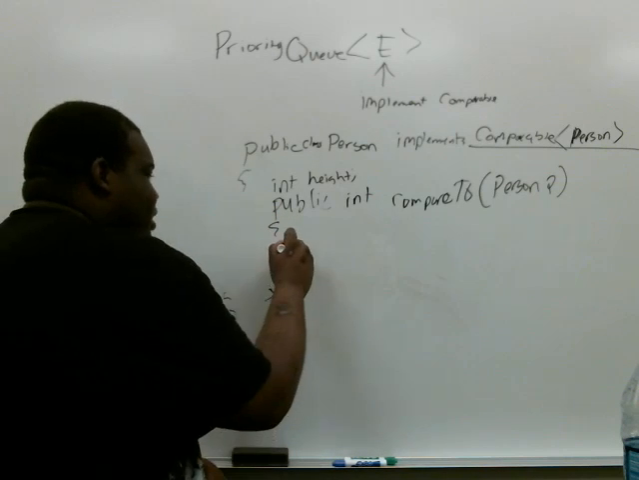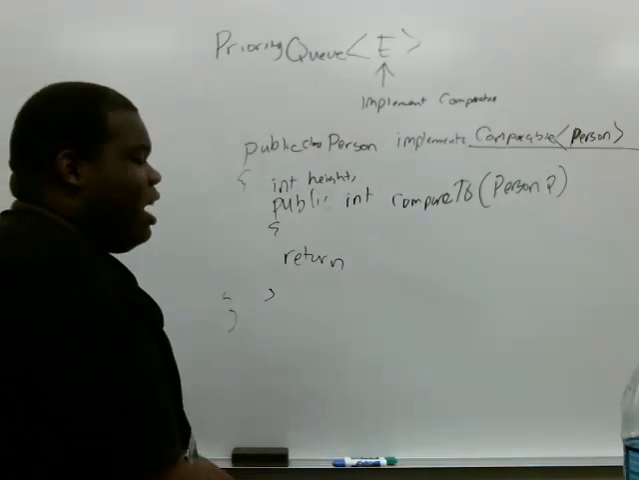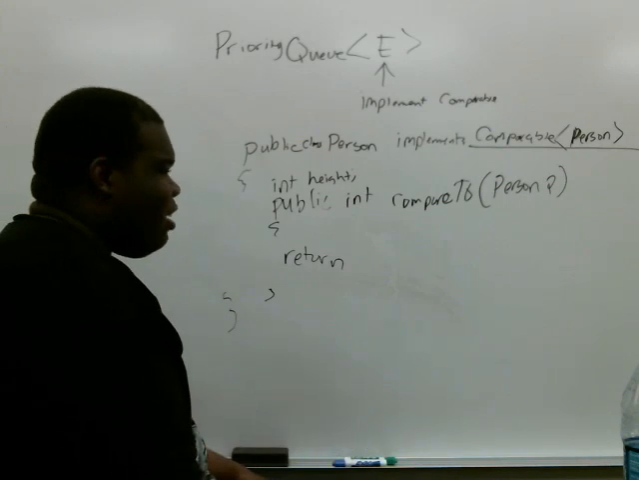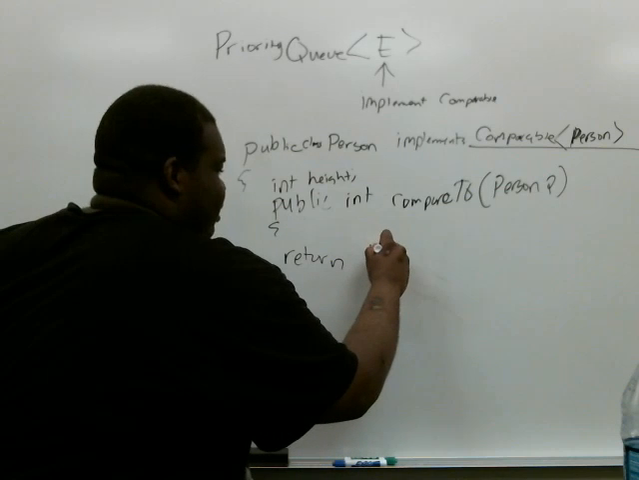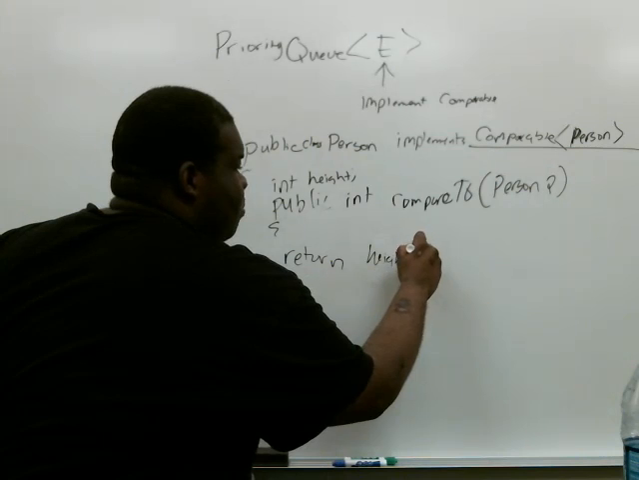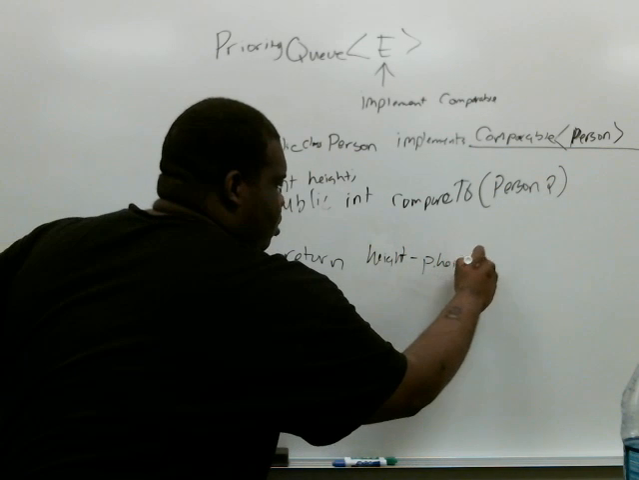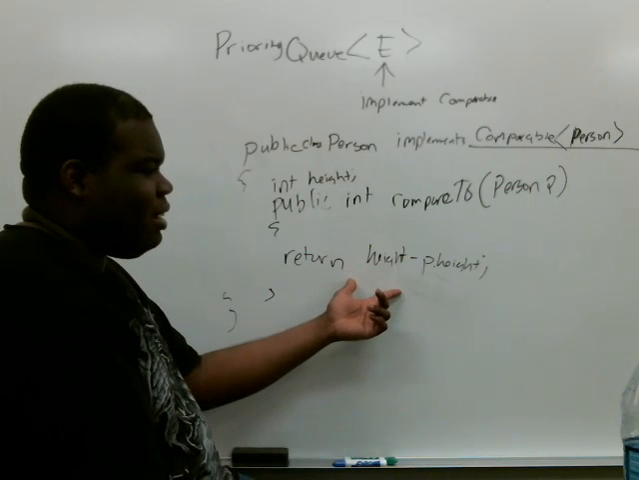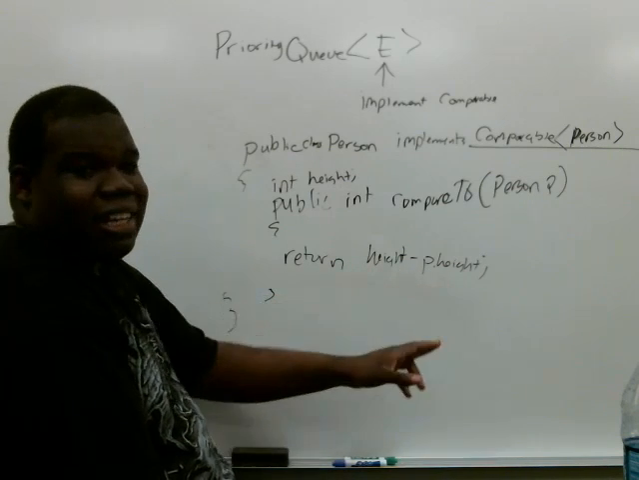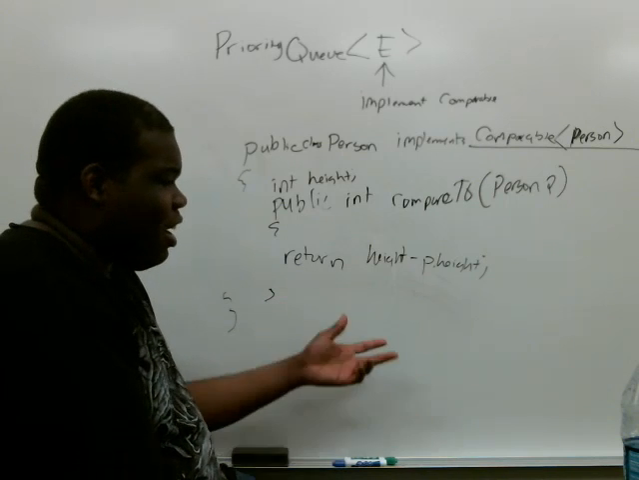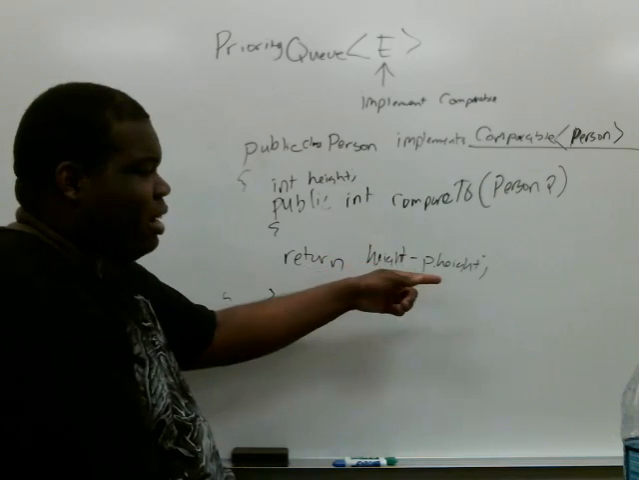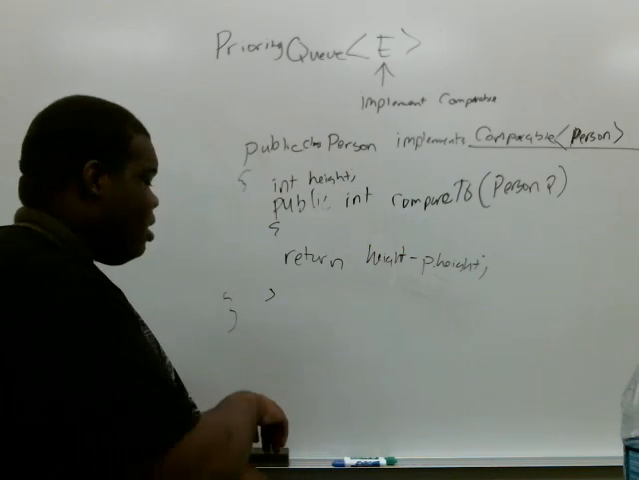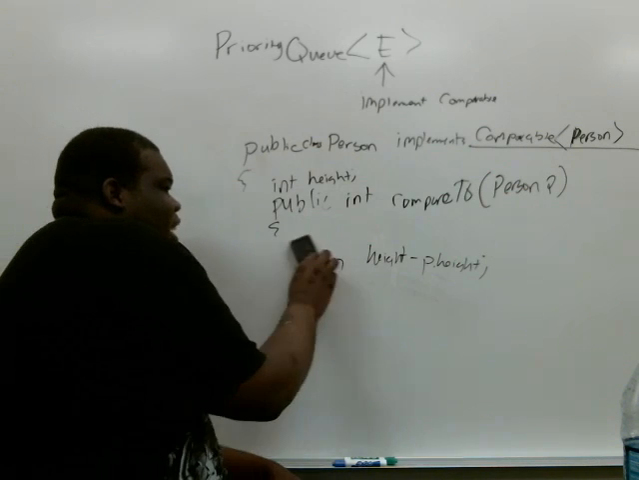So how are we going to implement this? We just say return, and it's not picky about what negative number it returns, just that it's negative. So we can return height minus p.height, and that will satisfy the Comparable interface. If this person's height is less than that person's height, that returns a negative number. If they're equal, this returns 0. And if this height is greater than that height, that means this one's bigger, so we return a positive number. Okay, good.